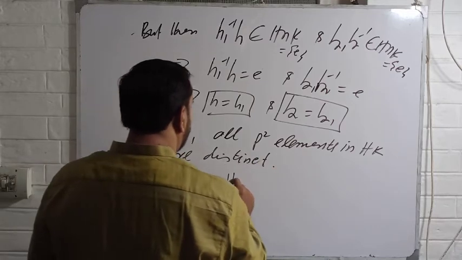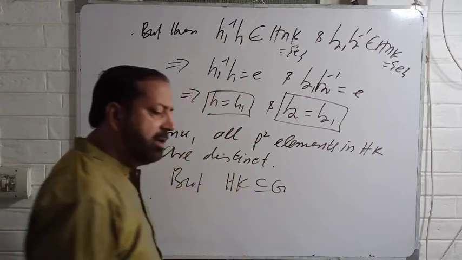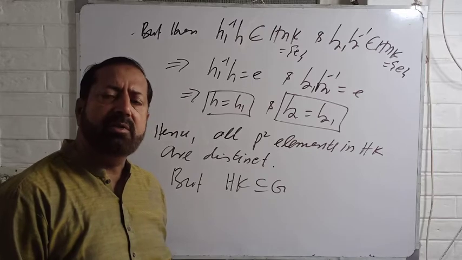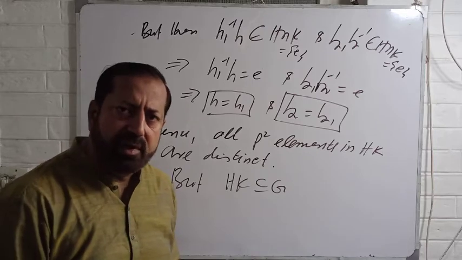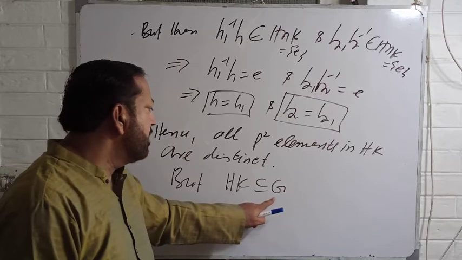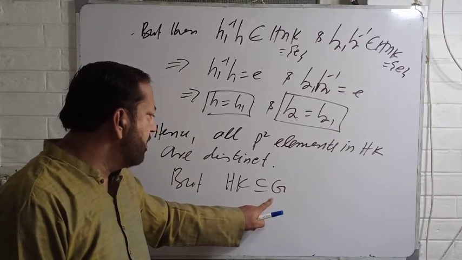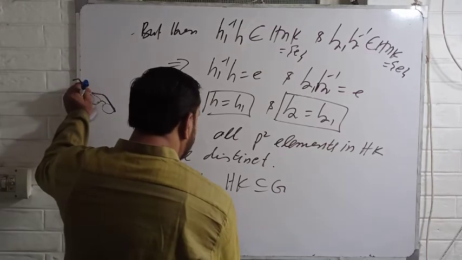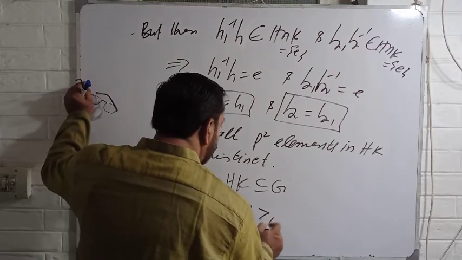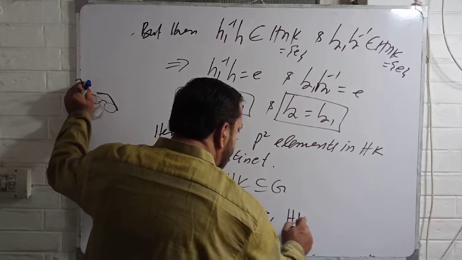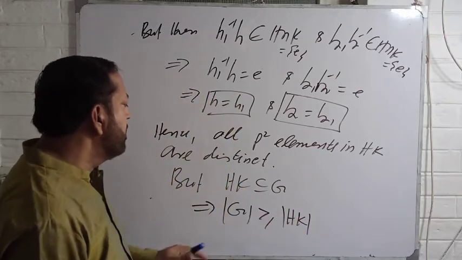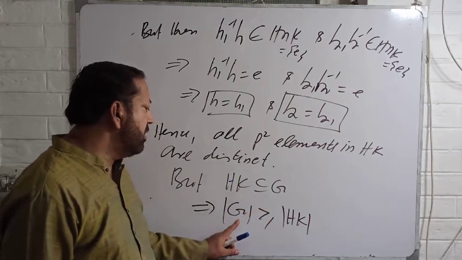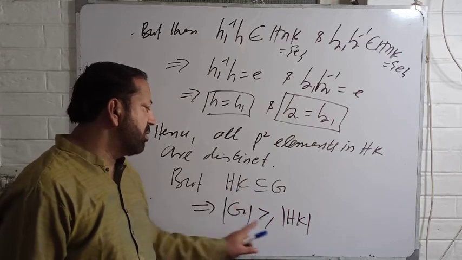But HK is a subset of G. Whatever H and K are, because H and K both are subgroups of G, the product elements must be in G as well. That's why HK is a subset of G. So this implies order of G must be greater or equal to order of HK, right? Since HK is a subset of G, order of HK must be less or equal to order of G.